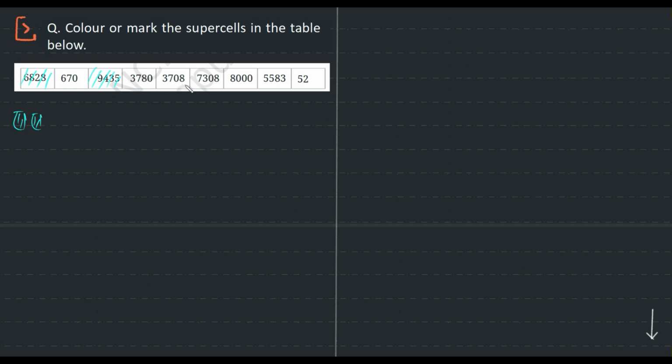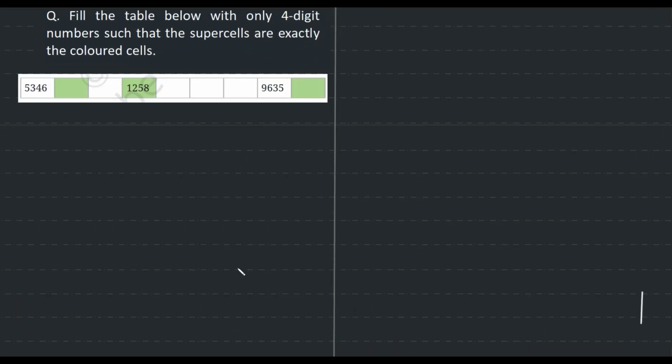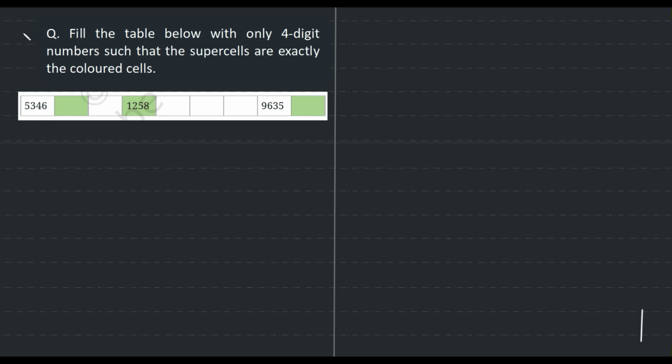So this won't be this, clearly not, right? 7,000, it's clearly not greater than 8,000. 8,000 is clearly greater than 7,000. And 5,000, it's not. And 52, clearly not. So that's my answer. Did I miss anything? I don't think so.